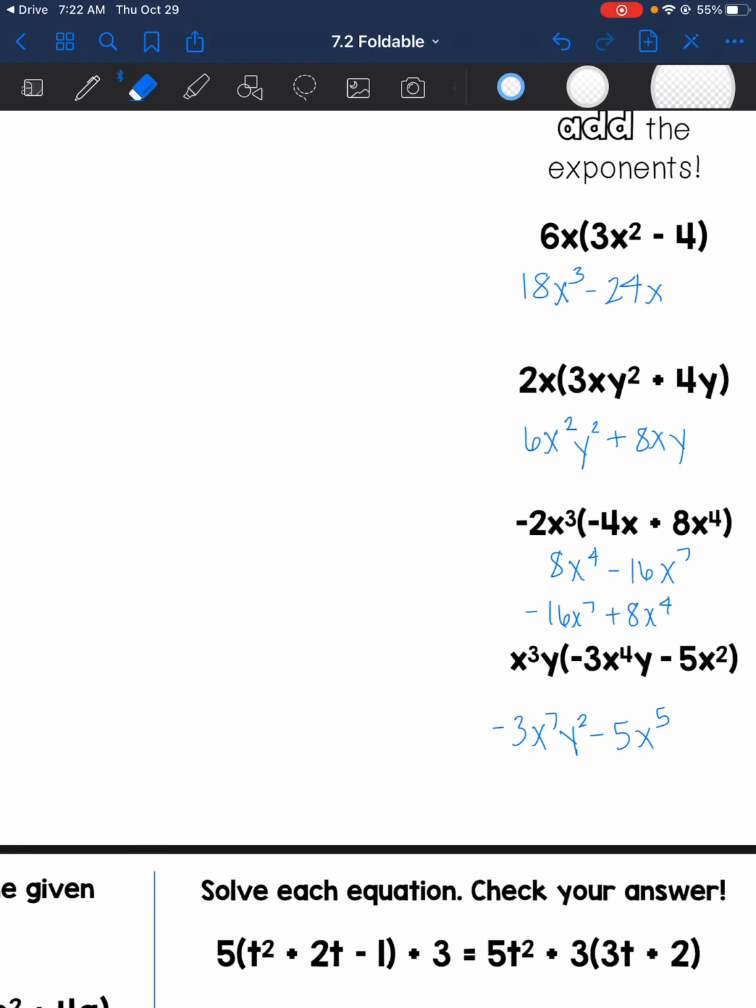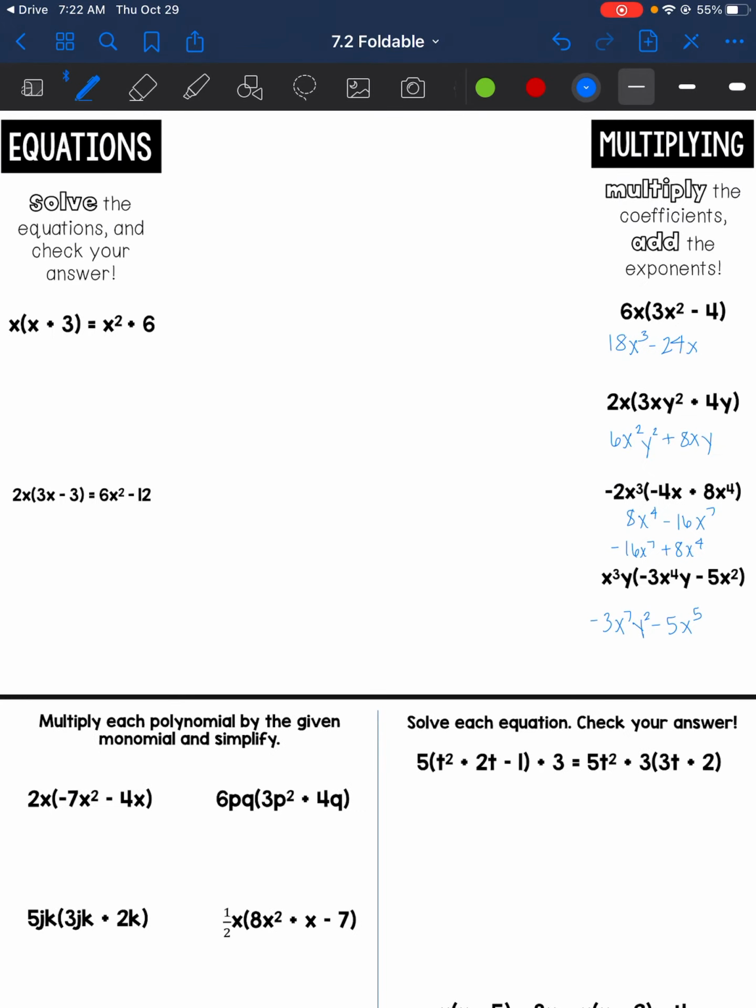And this one is already in standard form. We look at the x's before we look at the y's. And the highest exponent on the x is written first, so we can leave that one as is.